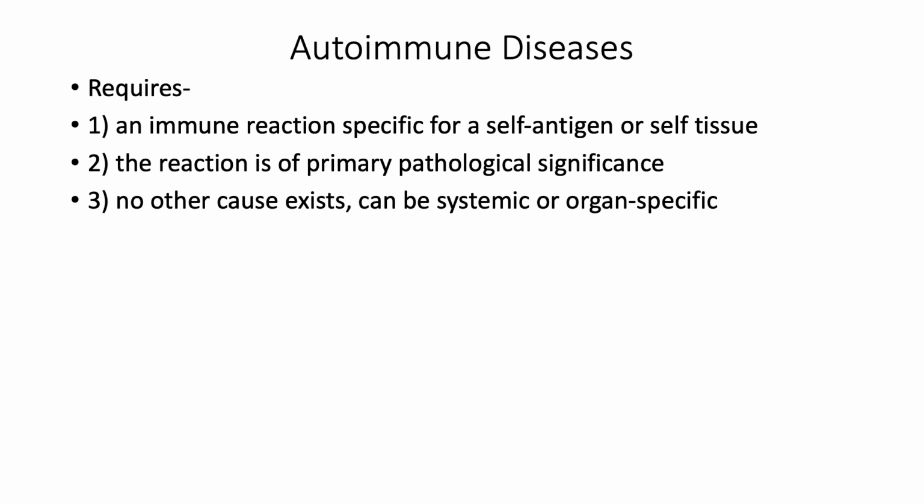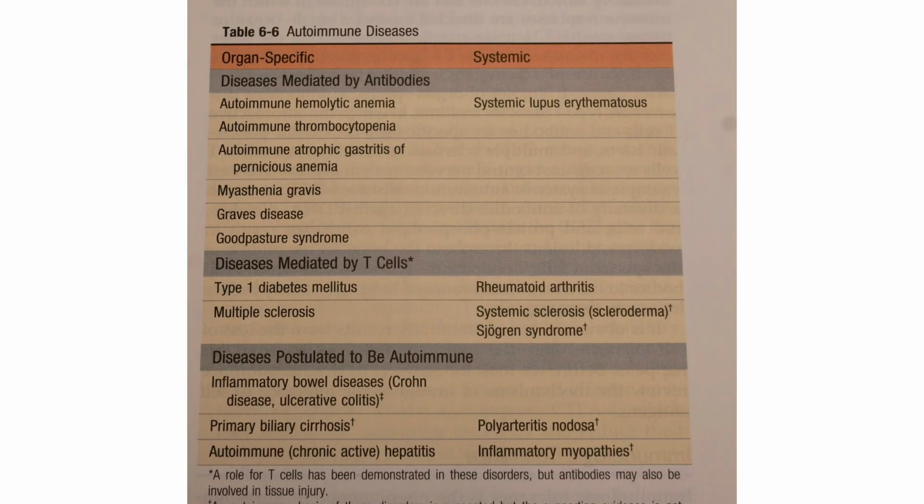This requires 3 things: an immune reaction that's specific for self-antigen or self-tissue. The reaction is of primary pathological significance, and if no other cause exists, it can be systemic or organ-specific. Here are some examples of what we're referring to.